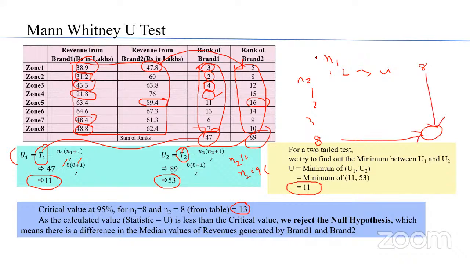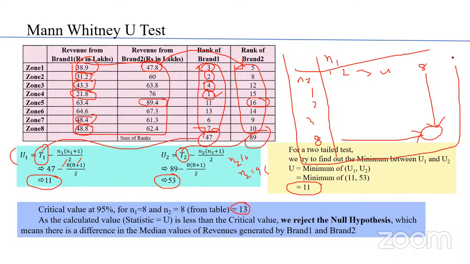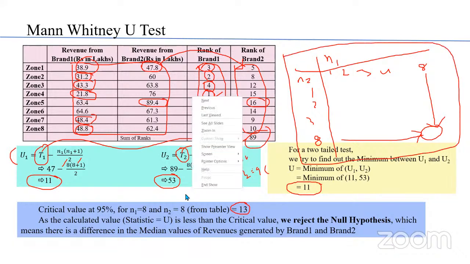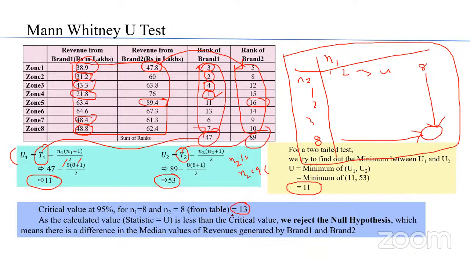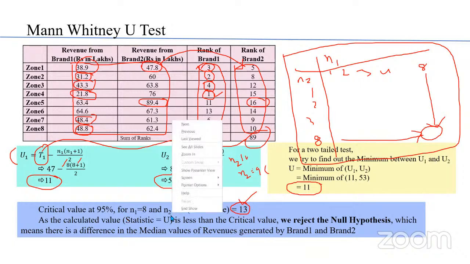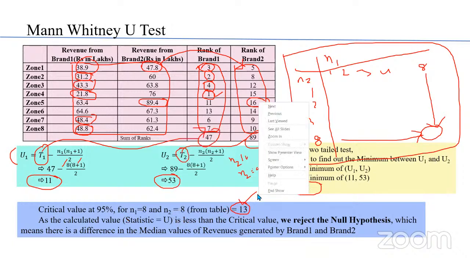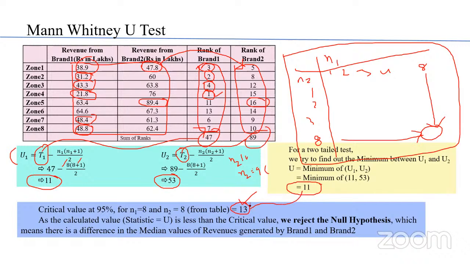So that is N1 and N2. You can see the table which I have shared with you. It contains the values like that. And according to that, the table value is 13, and as the calculated value 11 is less than 13, we are rejecting the null hypothesis. That means there is a significant difference in the median values of the sales of brands 1 and 2. So this is how the Mann-Whitney U test is done. Is that clear?